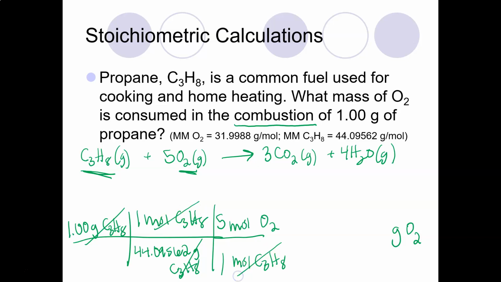So I'm going to cancel out moles of propane. Right now, my answer would be in moles of oxygen, which is glorious, but not what I want. So I'm going to use the molar mass to convert from moles of oxygen to grams of oxygen. The molar mass was given.